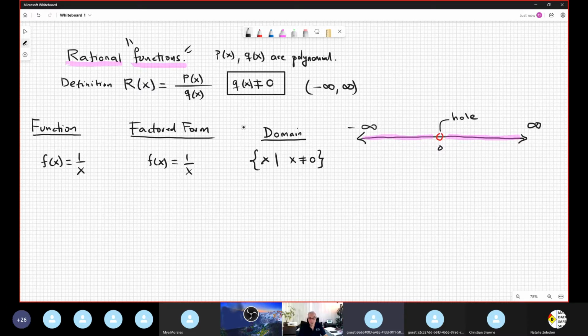Therefore, the domain is 2 pieces. From negative infinity, comma 0, not including 0. Remember, the notation for not including 0 is a parenthesis. Including 0 would be a bracket. But no bracket here, because we do not include 0. It's a parenthesis. And the second piece, parenthesis, is from 0 to infinity.